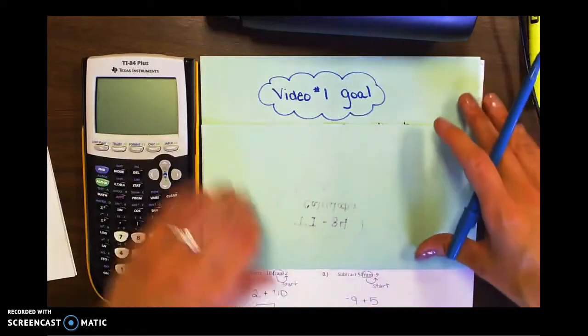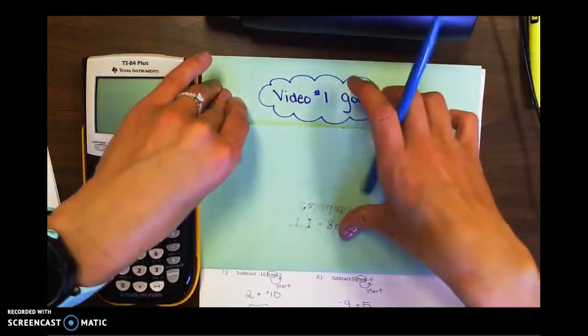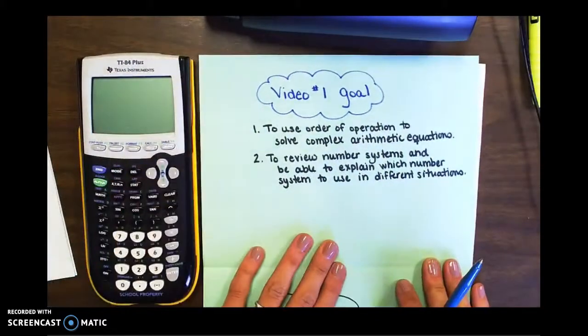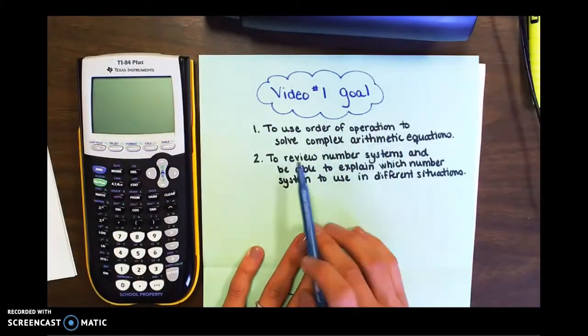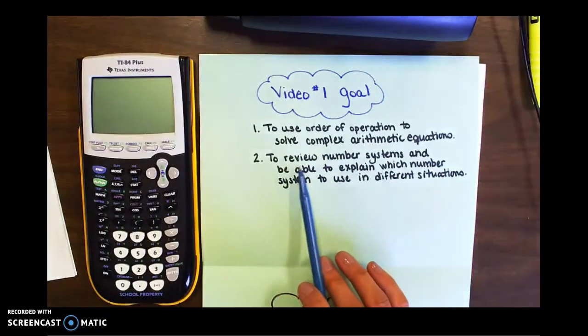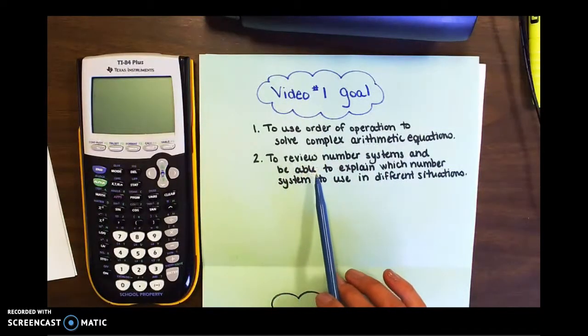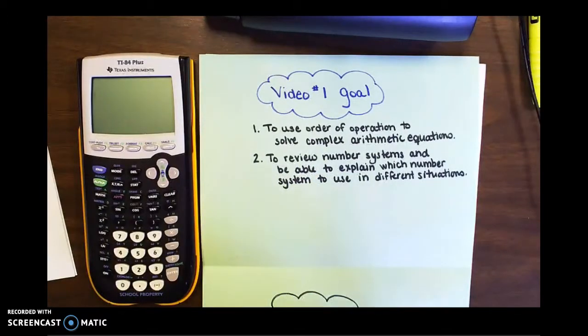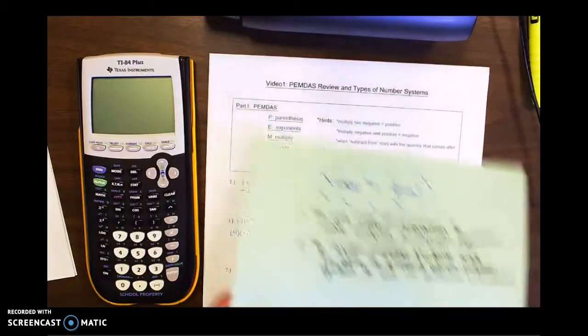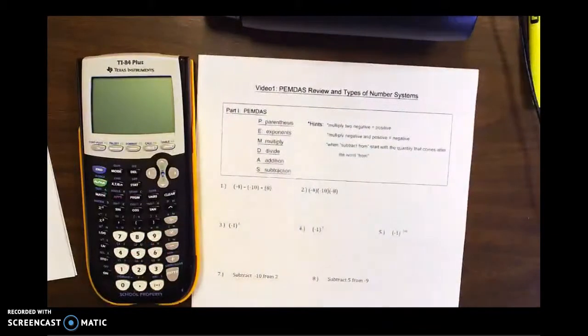All right, so for this video lesson, we've got two main goals that we're trying to accomplish. Our first goal is to use orders of operation to solve complex arithmetic equations. And the second goal is to review number systems and be able to explain which number system to use in different situations. So let's go ahead and turn to our first worksheet in our notes, and let's try that out.